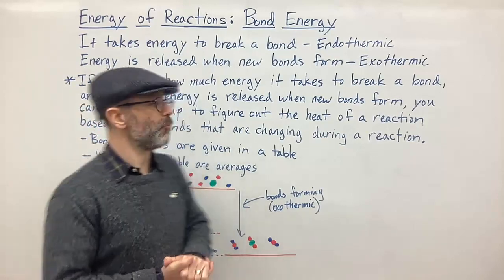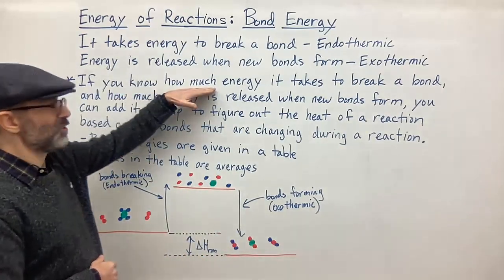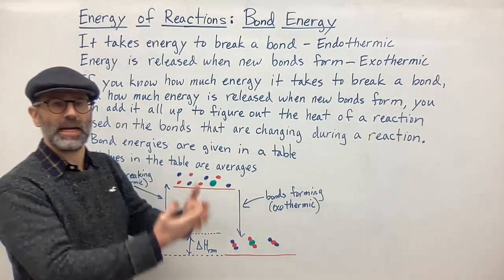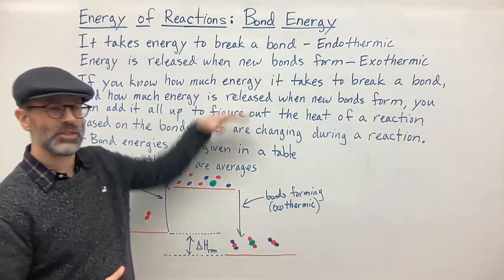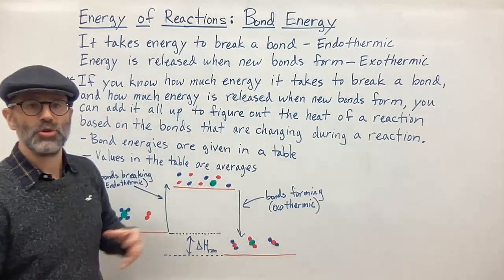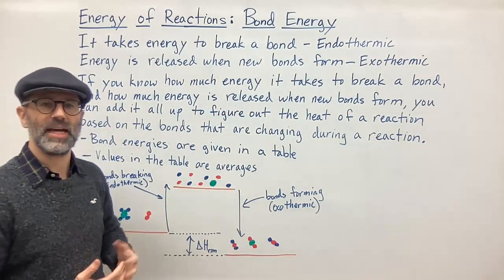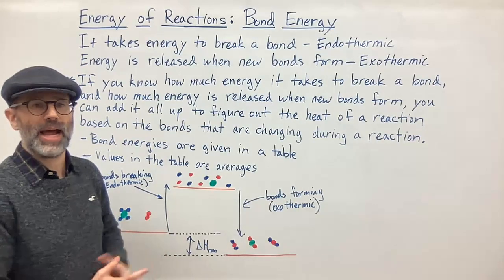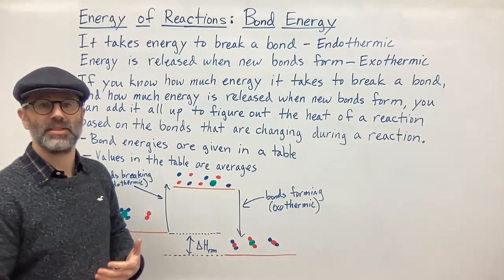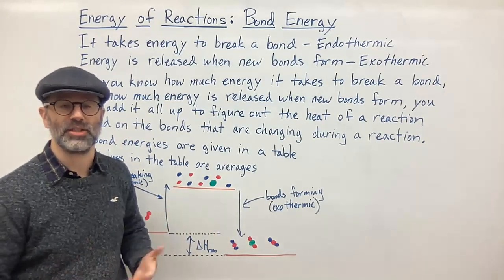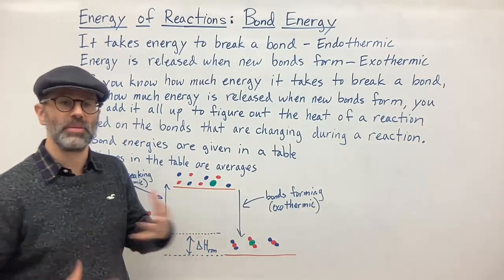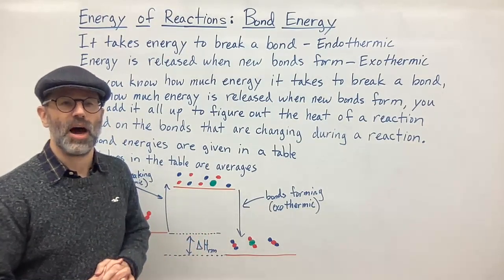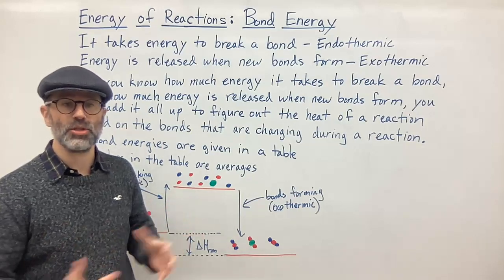So if you know how much energy it takes to break a bond, and you know how much energy is released when you form new bonds, you can add that all up together and figure out what the heat of a reaction is based on the bonds that are changing during the reaction, right? So you can figure out what bonds are broken, what bonds are formed, and calculate the difference between the two.